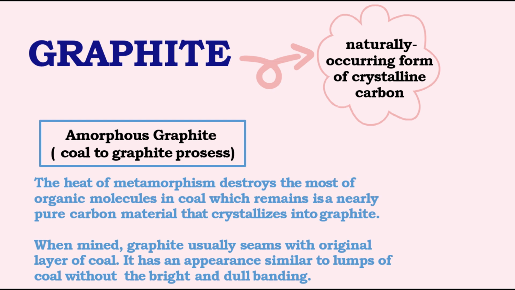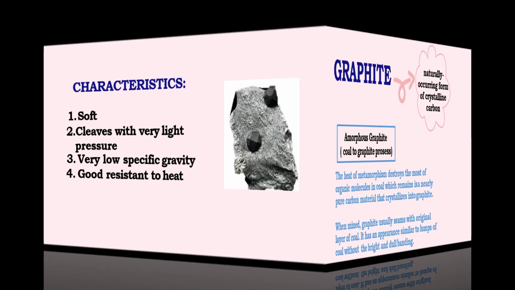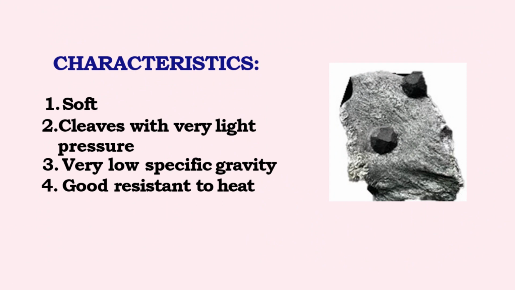When mined, graphite usually seams with the original layer of coal. It has an appearance similar to lumps of coal without the bright and dull banding. Most graphite found near Earth's surface was formed at lower temperature and lower pressure. Thus, the characteristics of graphite are that it is soft, it cleaves with very light pressure, it has a very low specific gravity, and a good resistance to heat.